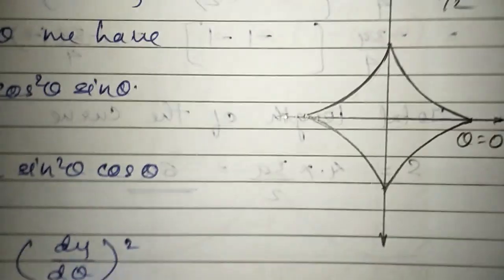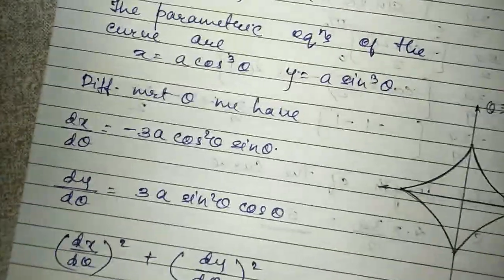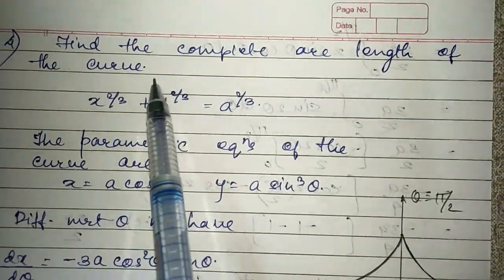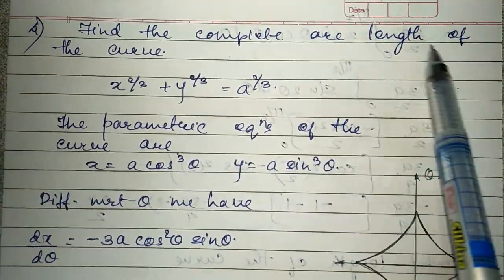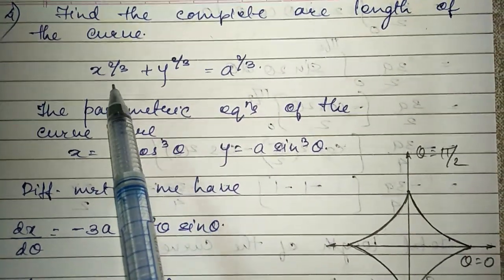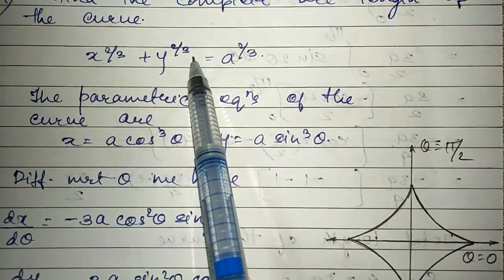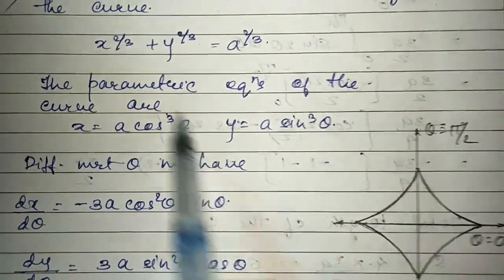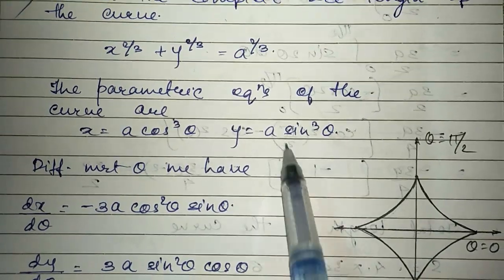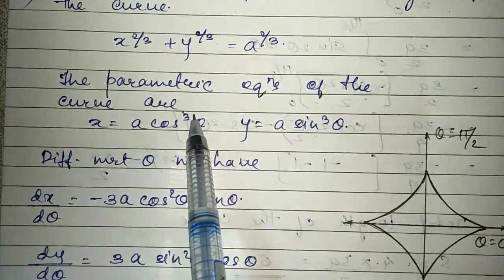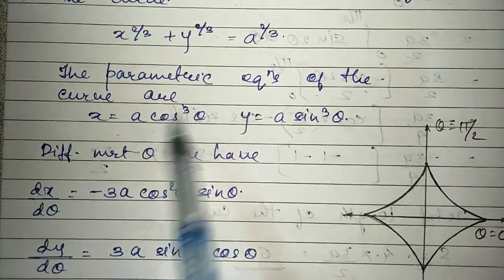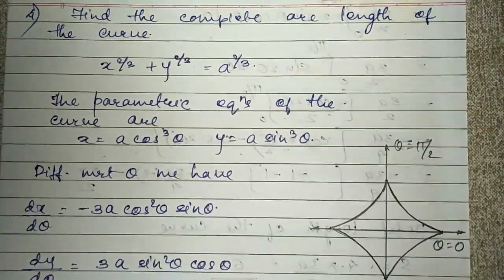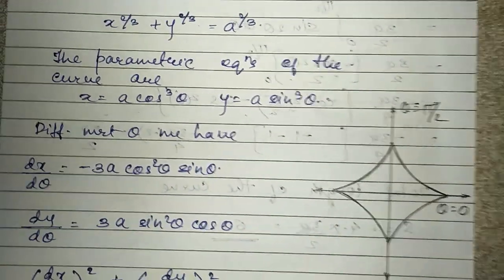Now we'll see another example. We have been asked to find the complete arc length of the curve x raised to 2/3 plus y raised to 2/3 is equal to a raised to 2/3. We know the given curve is an asteroid and the parametric equations for the curve are x is equal to a cos cube theta and y is equal to a sin cube theta. And you have to find the complete arc length of the curve.